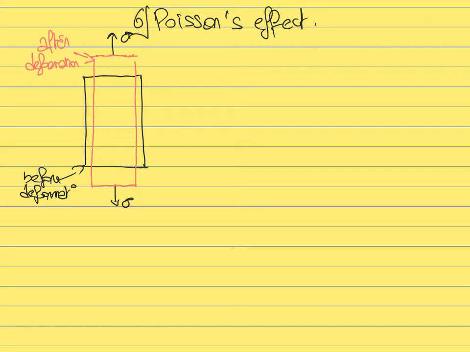It's the fact that when you elongate a material along its longitudinal direction, it tends to shrink laterally. On the other hand, if you compress a material along its longitudinal direction, it will tend to expand laterally. The reason is that the material wants to keep its volume constant as much as possible. So if you elongate it along one direction, it will shrink laterally to compensate the elongation.